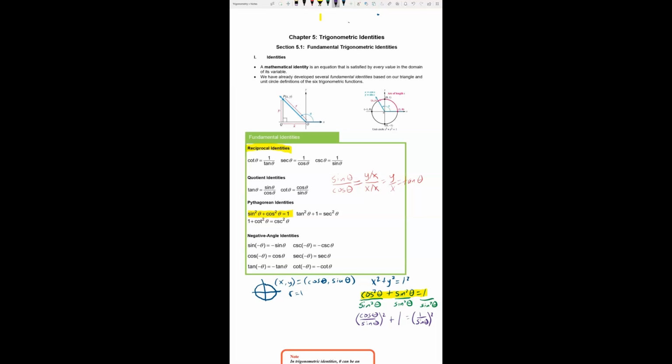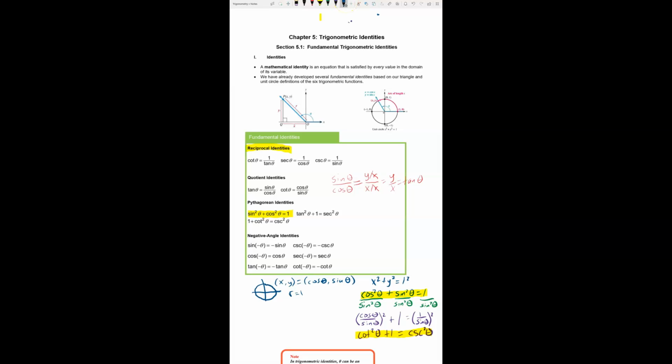Now, using our quotient and reciprocal identities, we can rewrite cosine theta divided by sine theta as cotangent theta. So we get cotangent squared theta plus 1, and 1 over sine of theta is the same as cosecant theta, and we'll square that as well. Here we get another of our Pythagorean identities, which states that cotangent squared theta plus 1 equals cosecant squared theta.